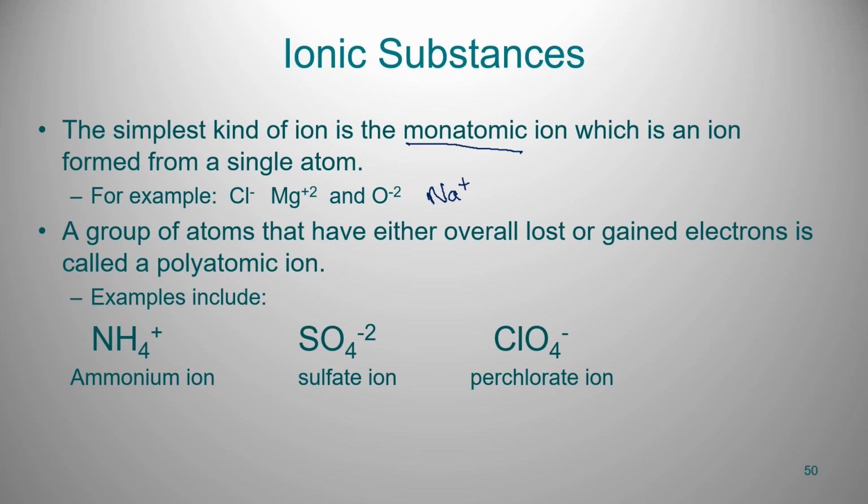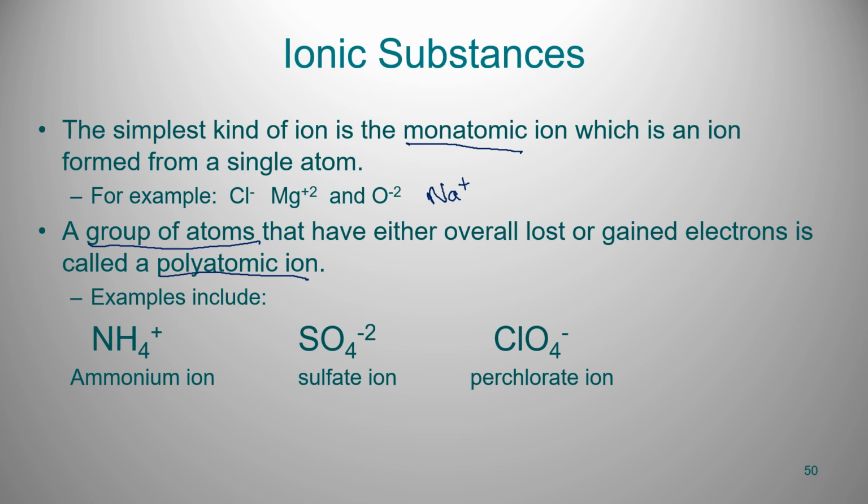It also turns out that there are many other ions that are actually groups of atoms that as a whole group have either lost or gained electrons. We don't know which element in the group, but as a group they've lost or gained electrons. And these are called polyatomic ions. So instead of monoatomic, polyatomic.